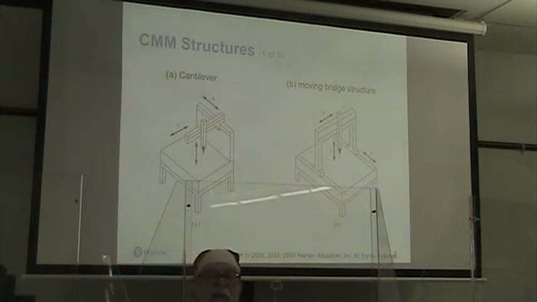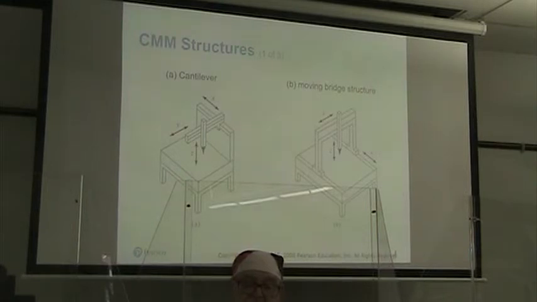All right, so here we see 2 types of coordinate measuring machine structures. Here we have the cantilever type. The machine is free to move here in the x-axis. The probe can move back and forth in the y-axis and up and down in the z-axis. Here we have the moving bridge structure, and so the whole bridge can move in the X direction, then the probe structure can move in the Y direction and up and down in the Z direction.